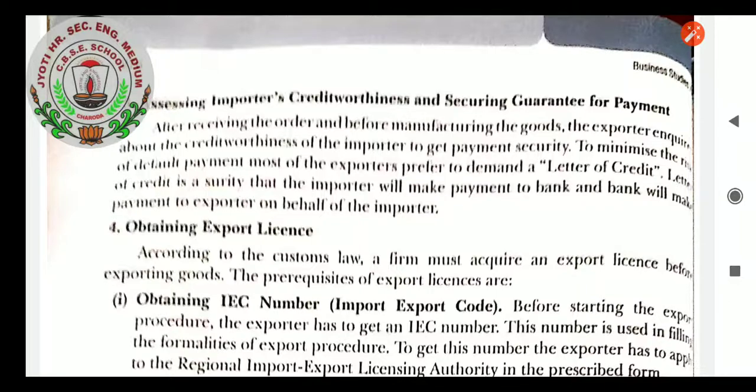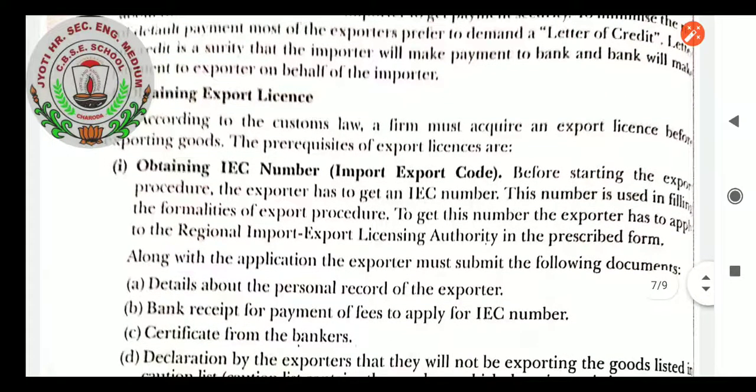Obtaining an export license. According to the customs law, a firm must acquire an export license before exporting goods. The prerequisites of an export license are as follows. Very first, obtaining the IEC number, the import-export code. Before starting the export procedure, the exporter has to get an IEC number. This number is used in filling the formalities of export procedures. To get this number, the exporter has to apply to the regional import-export licensing authority in the prescribed form. Along with the application, the exporter must submit the following documents.